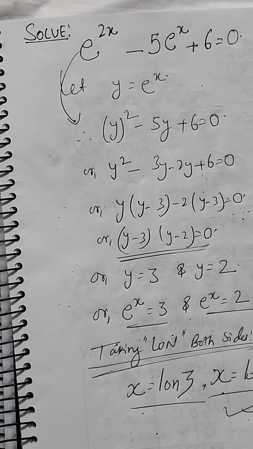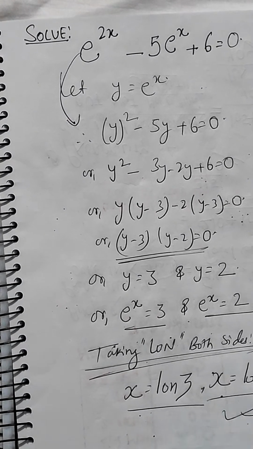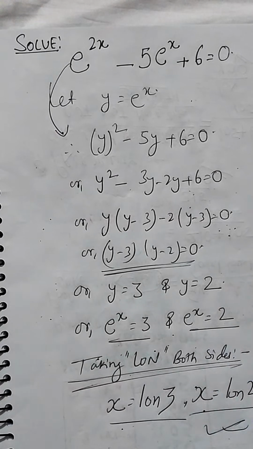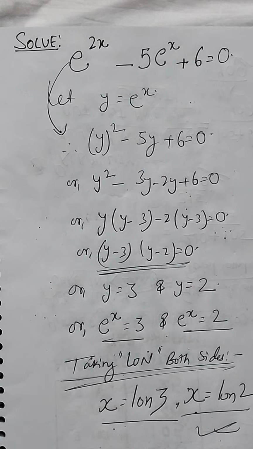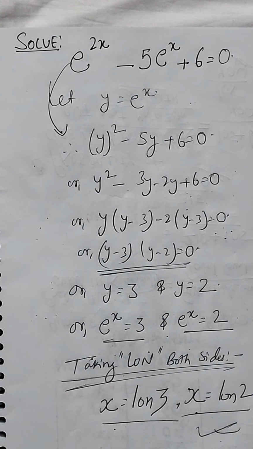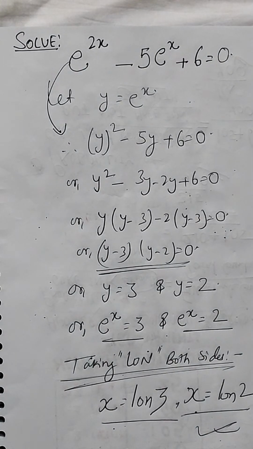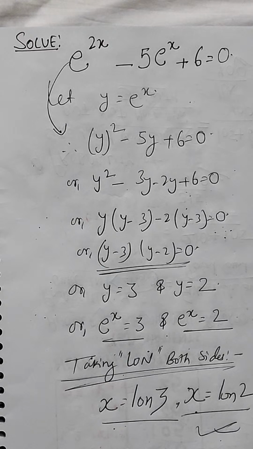this is the question which we need to solve, where e to the power 2x minus 5 times e to the power x plus 6 equals 0, right? This is given. Now how to solve such questions? Let us see it. Okay.